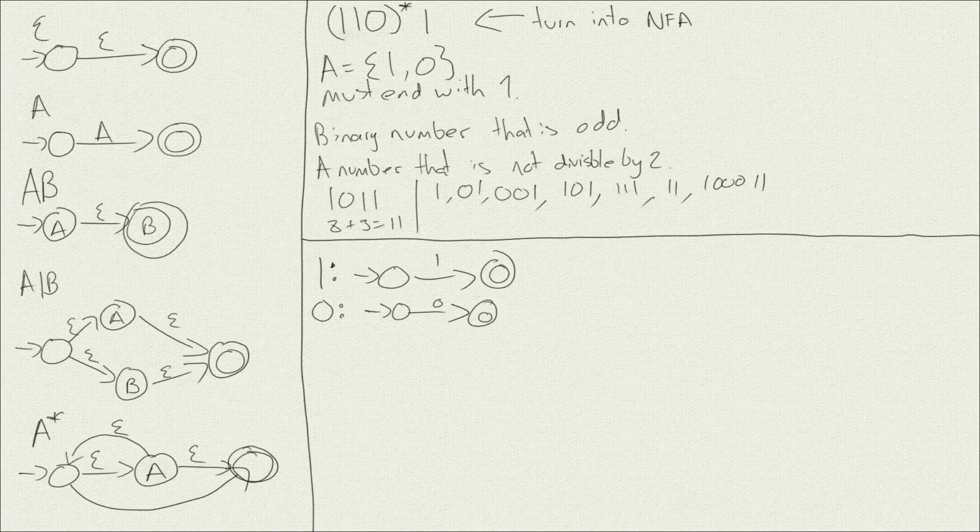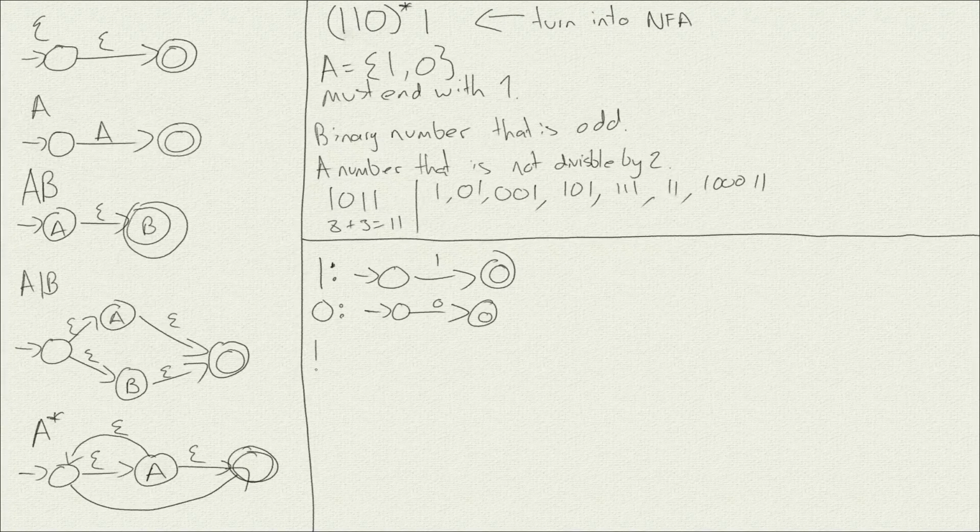So instead of A, it'll be 1, instead of B, it'll be 0. And the pattern for A will be this pattern. The pattern for B, which is 0, will be this pattern. So we'll build upon the regular expressions because A and B are regular expressions themselves.